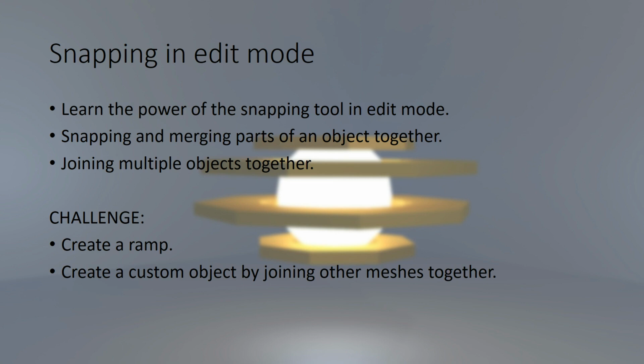Give that a go. Then once you've done that challenge, I want you to create a custom object by joining other meshes together. It doesn't have to be anything specific, but I want you to create several primitive meshes, and I want you to use the snapping tool in edit mode to join these meshes together in whatever way you like and come up with your own crazy custom object.